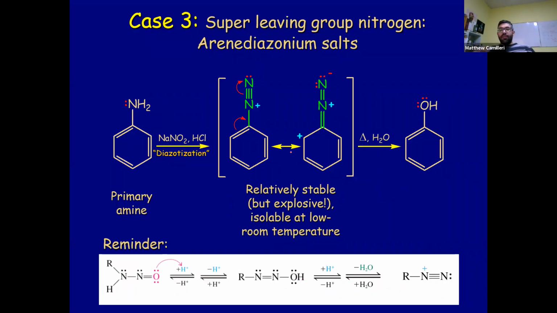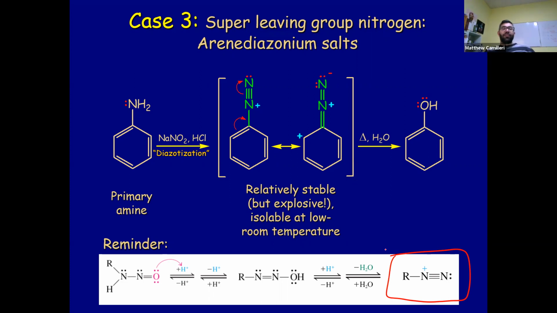You can also have, and this will be the last mechanism for today, a super leaving group. The super leaving group normally is nitrogen, the diazonium salt. Now, a reminder from what you've done in first year: you can create diazonium salts by reacting an amine with NO2 minus in the presence of an acid, and you will produce this one.